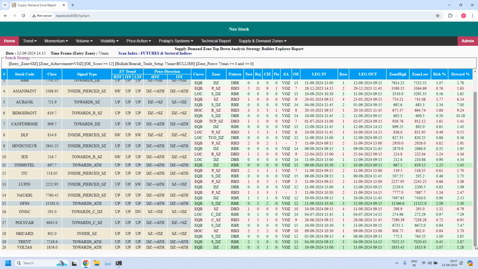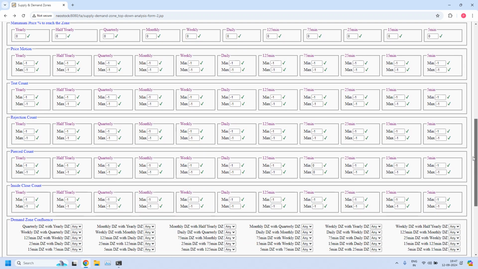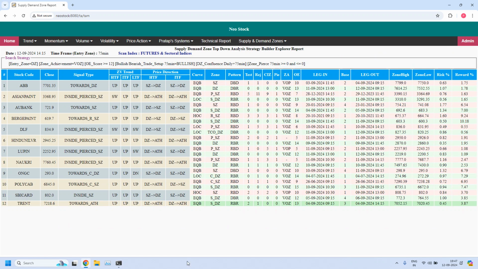Now let's verify how many of these 20 stocks are having ITF confluence. ITF is daily. LTF is 75. So the 75 minute zone should be part of the daily zone. That is what zone confluence is. So in the demand zone confluence, I am checking the 75 minutes demand zone with the daily demand zone. I am enabling the filter. Now let's verify. So out of the 20, 12 stocks are having 75 minutes and daily demand zone confluence.